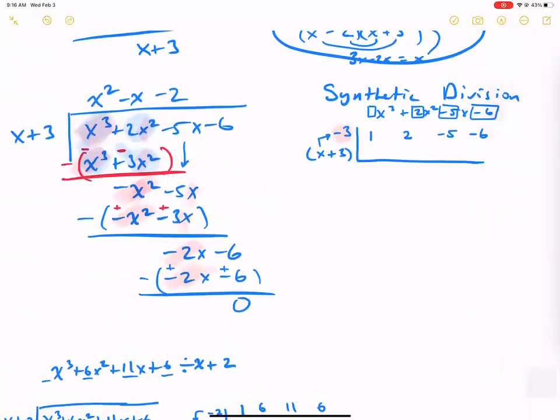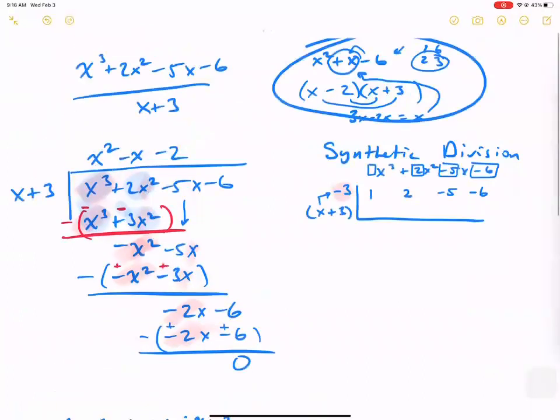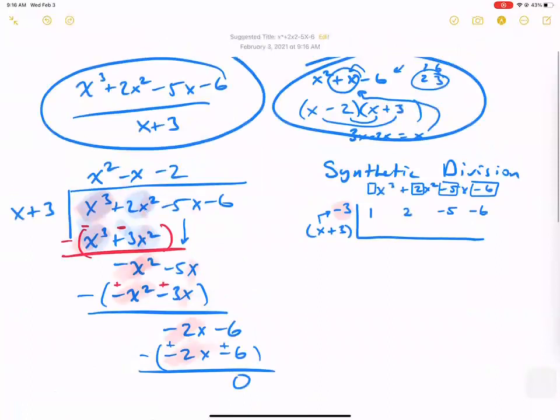My original problem is up here. Try to divide x cubed plus 2x squared minus 5x minus 6 by x plus 3. Instead of writing the whole problem out, I just wrote the numbers in front, which should save me time. The second thing is what I'm trying to divide by, I write it in the front, and I write the 0 right on top of that.